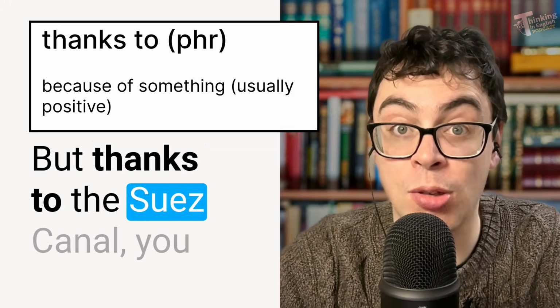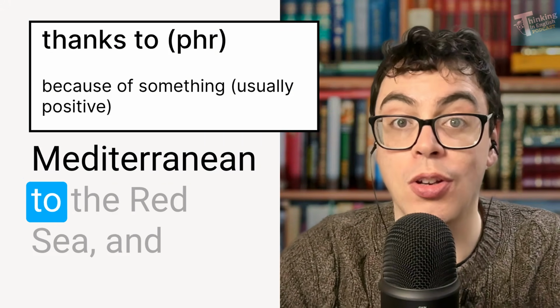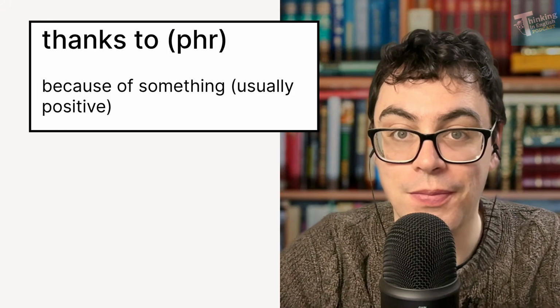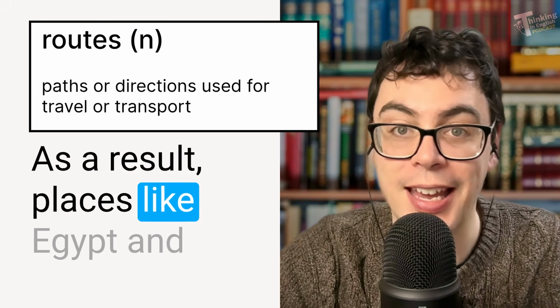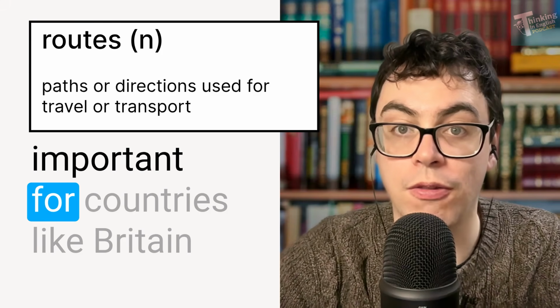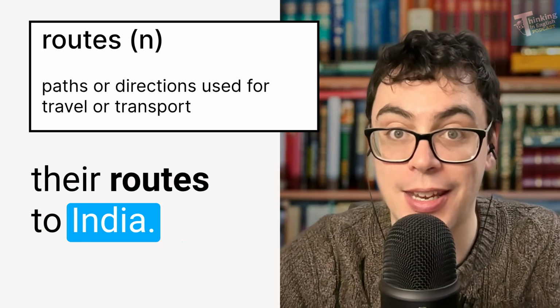But thanks to the Suez Canal, you could take a short trip from the Mediterranean to the Red Sea, and now you had access to all of Asia. As a result, places like Egypt and East Africa became far more important for countries like Britain that wanted to protect their routes to India.